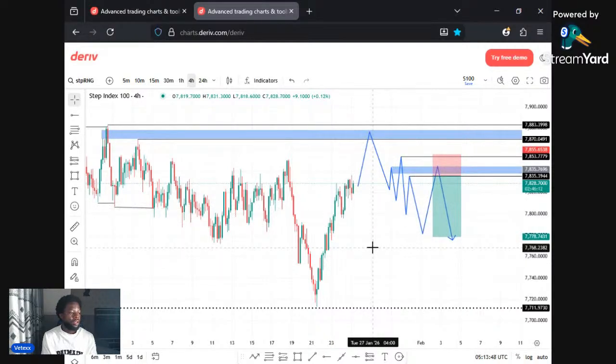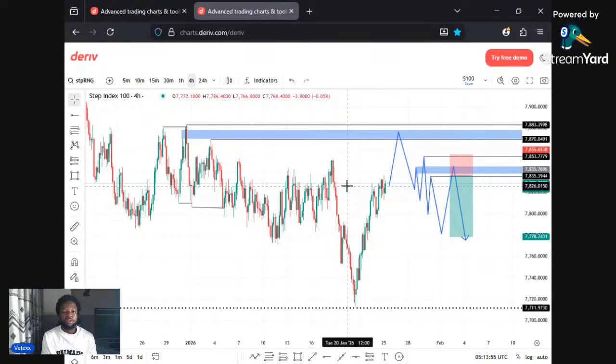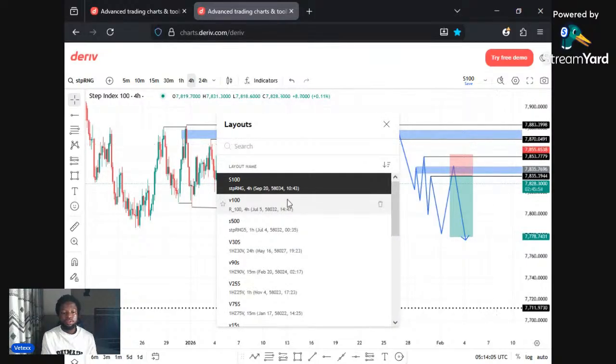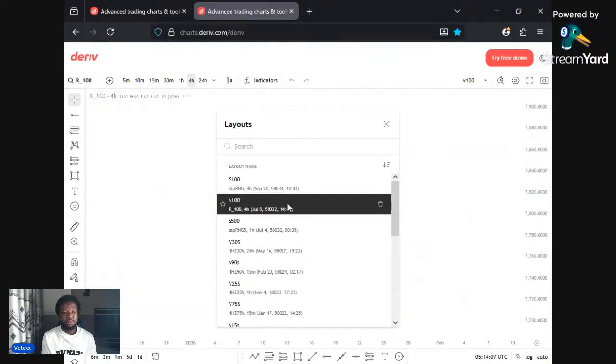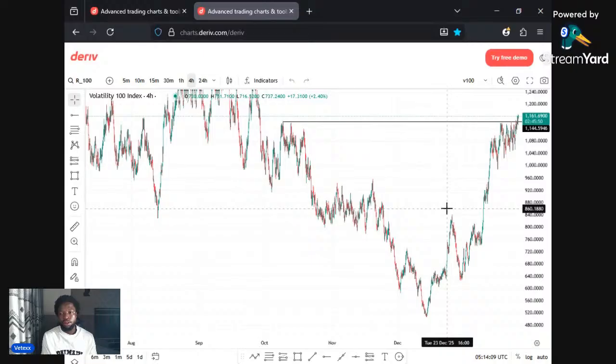So this is basically what is going to happen. This is what we anticipate every single time: the higher time frame is used as direction, and then we go to the lower time frame and start taking more entries. So this is it. We are going to move on to the next pair on our list, which is V100 index. Let's check what V100 index has for us.